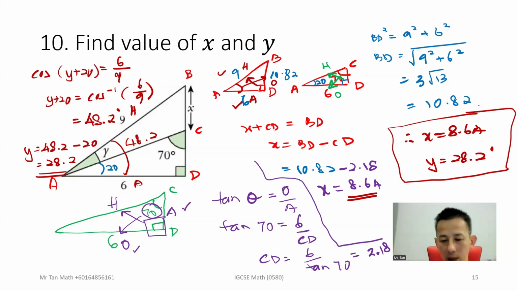Okay, so remember to use the basic trigonometry, first you need to identify the right angle triangle. Then identify the H, O, and A, and you decide to use sine, cos, or tangent.